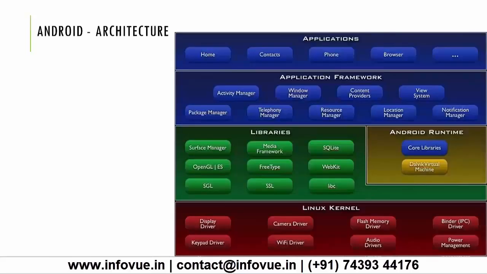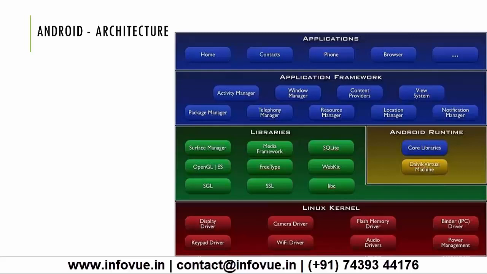This is the architecture of Android. Mainly the architecture of Android is divided into 4 layers. First of all, the application layer, then the application framework layer, then libraries and the Linux kernel. In the application layer, we have mainly the apps of Android, that is home, contacts, phone, etc., which are the apps we use in Android. This is the application layer.